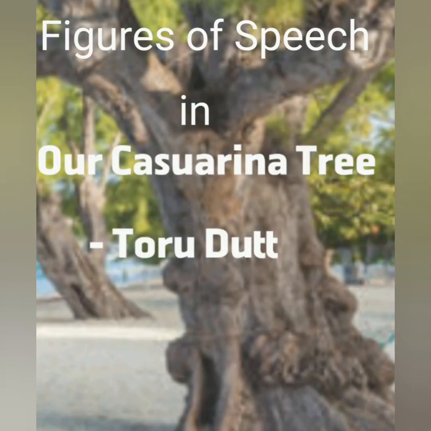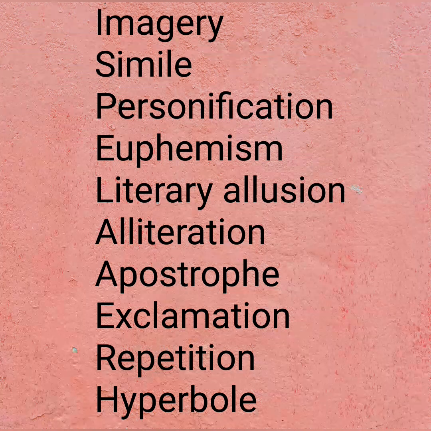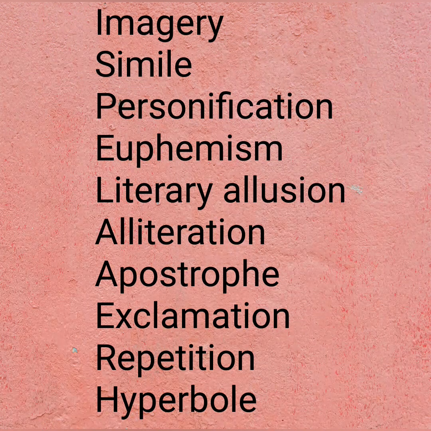Students, here in this video, we will see the figures of speech used in the second poem, Our Casuarina Tree, written by Toru Dutt. The figures of speech used are imagery, simile, personification, euphemism, literary allusion, alliteration, apostrophe, exclamation, repetition, and hyperbole. Students, in some sentences, you find more than one poetical device. You write any one for your exam.